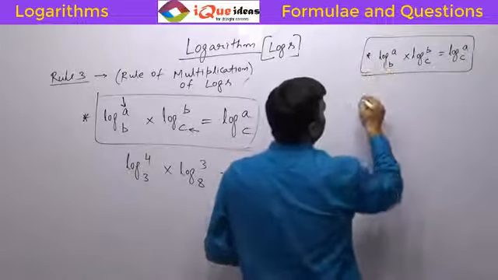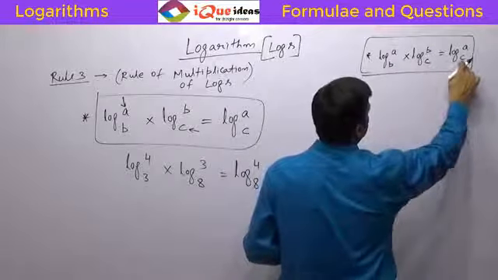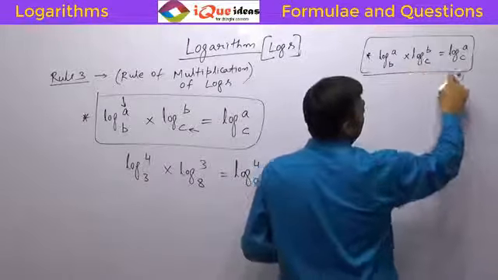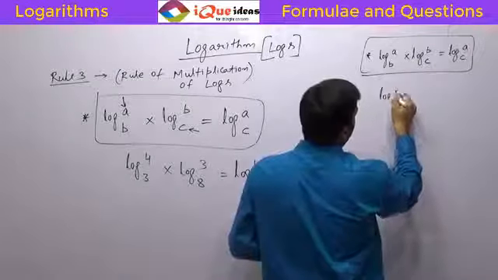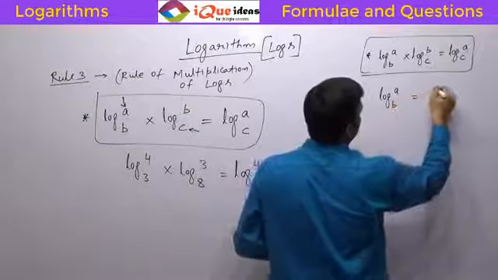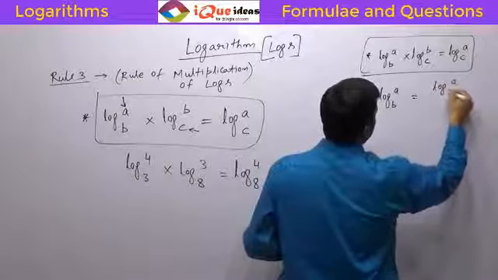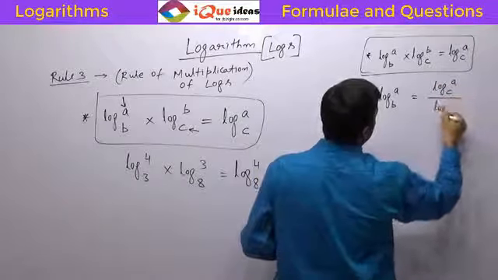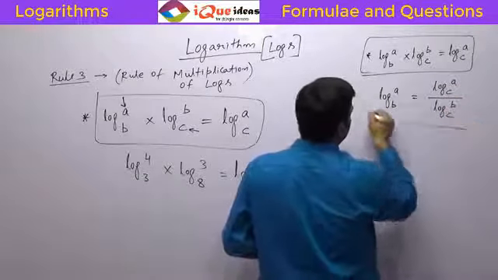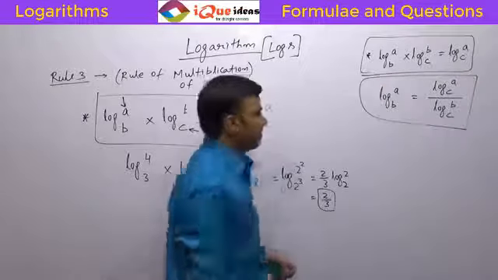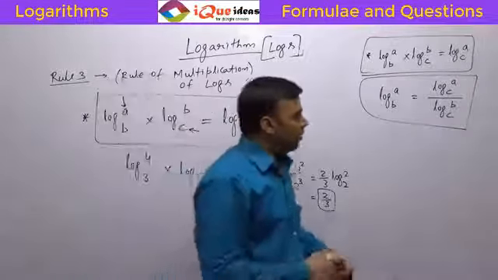Now, from this, as you can see, if I send one of them to the other side, if I send this log b to the base c to the other side, it will be divided. So we will have log a to the base b equal to log a to the base c divided by log b to the base c, right? This is the outcome of the first rule, right? Now, how do you remember this?